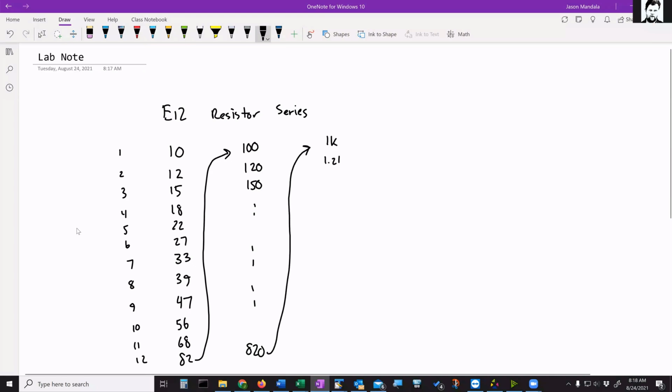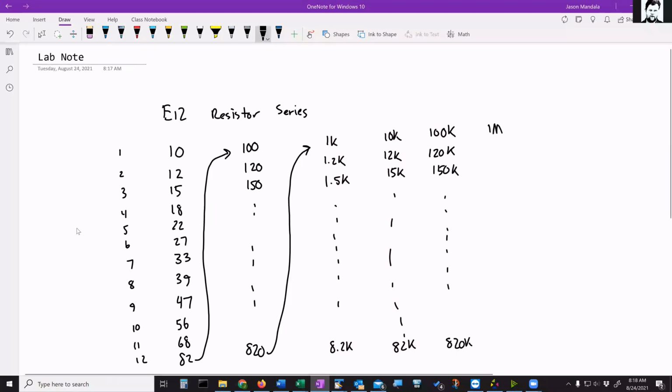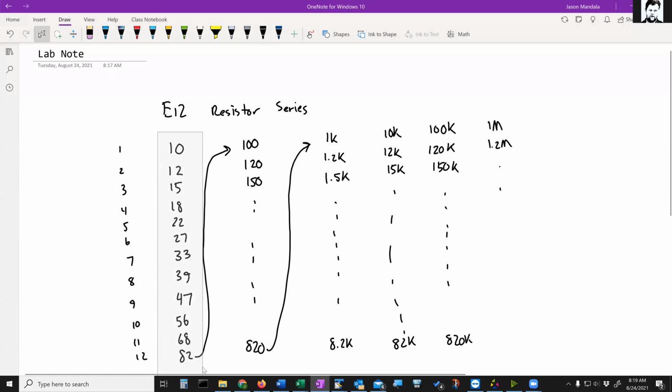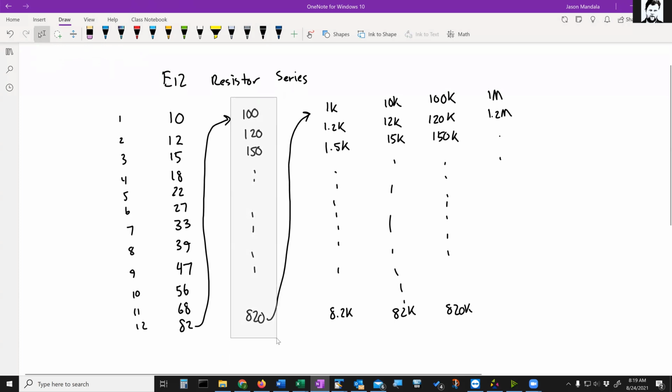And then it would roll over to the next decade. So then it would be 1K, 1.2K, 1.5K, all the way up to 8.2K, then 10K, 12K, 15K, all the way up to 82K. And this should be pretty much the last decade that you have to deal with. Then you'd be in the 1 mega ohm, 1.2 mega ohm, and so on. That's called the E12 resistor series, E12 because there are 12 values per decade. This is 1 decade of resistance, this is another decade, and this is another. You can see each one is just multiplied by 10: 10 to 100 to 1,000, 10,000, 100,000, 1 million.